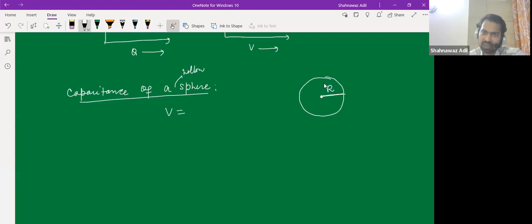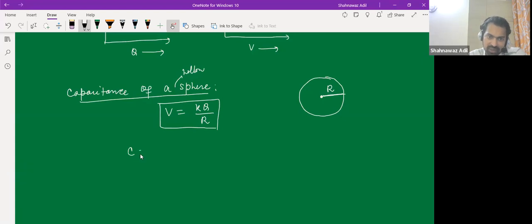So this is a hollow sphere. For the case of non-conducting and conducting, the answer is KQ by R on the surface. This is the potential, right? Yes, sir. Okay, so then what is the capacitance?